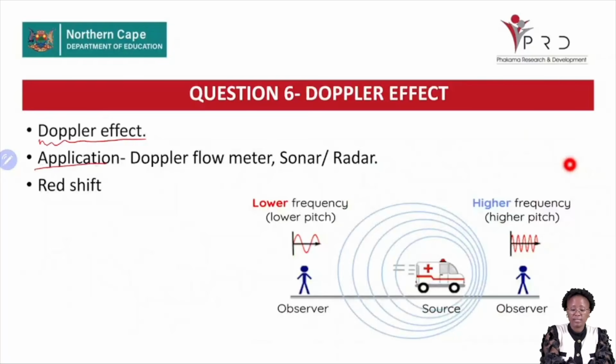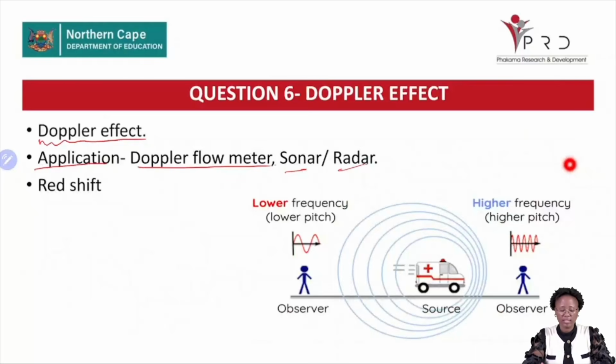Another thing that you must remember, what is the application of Doppler effect? We know that we use the Doppler flow meter to measure the heartbeat, or the Doppler flow meter is used to measure the speed of the blood flow, and then the sonar or the radar is used to measure the heartbeat of a fetus.